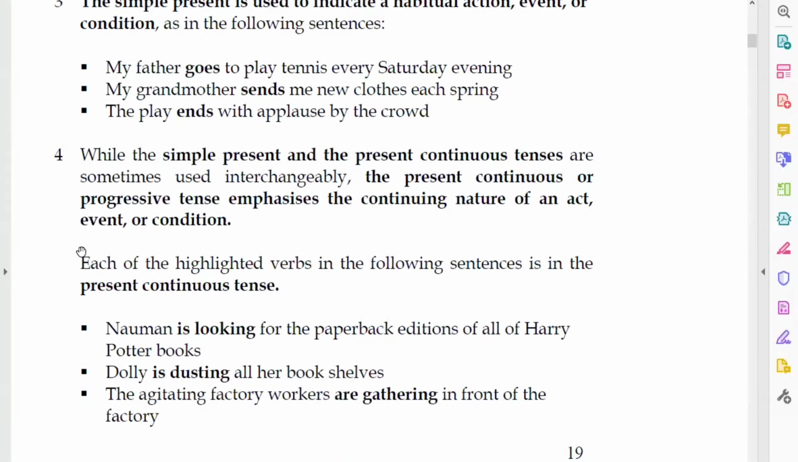So on page 19, you'll find the exercises related to simple present and present continuous. We have talked about simple present already. Now we'll look at the present continuous tenses, right?